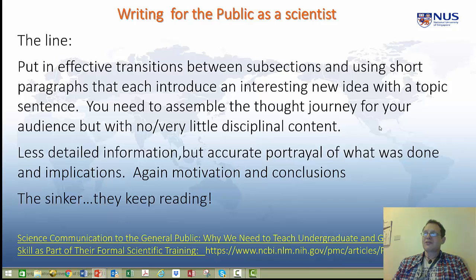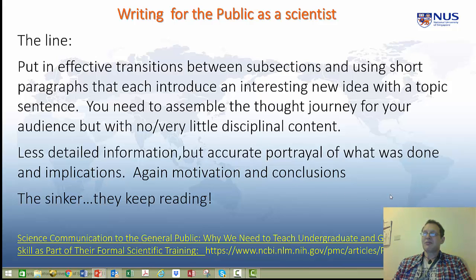So each of your paragraphs needs to introduce a new idea with a topic sentence, with effective transitions between these paragraphs. You need to assemble your thought journey for your audience with very little or no disciplinal content. And you might say, whoa, hold on just a moment there, baby. I'm a whatever chemist, but I've not made a mistake with no or very little disciplinal content.